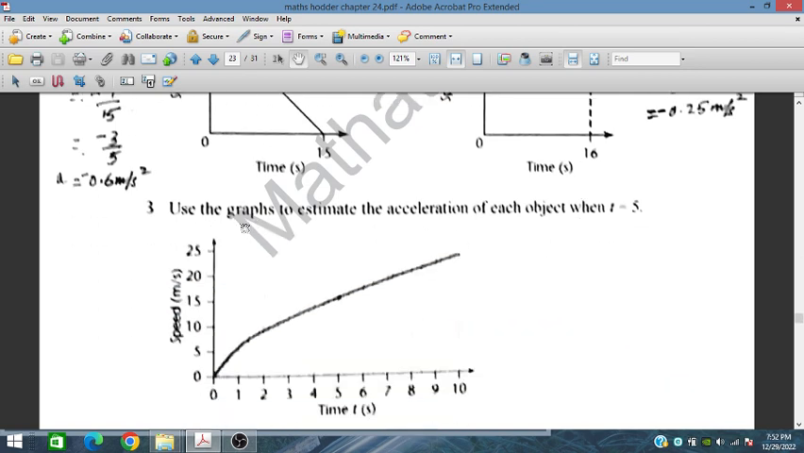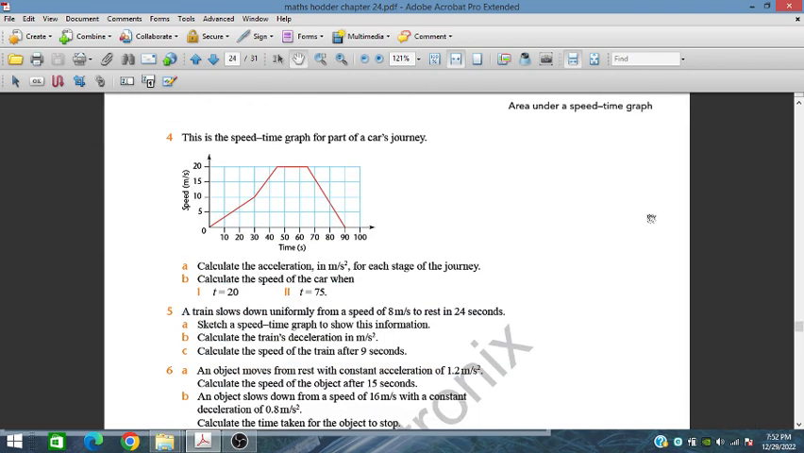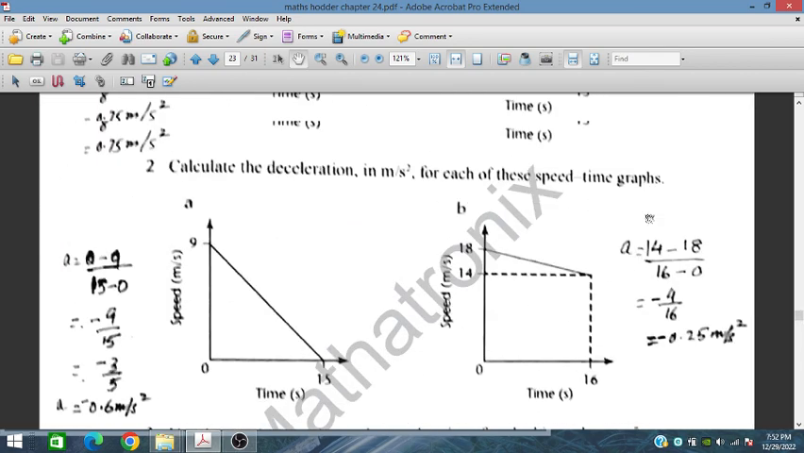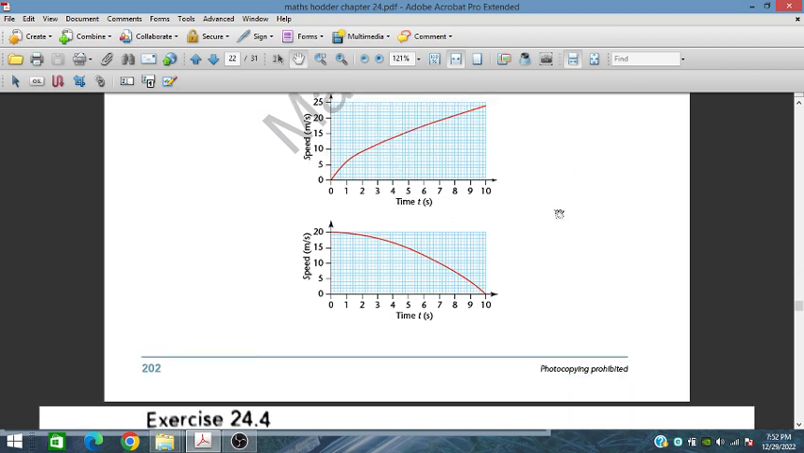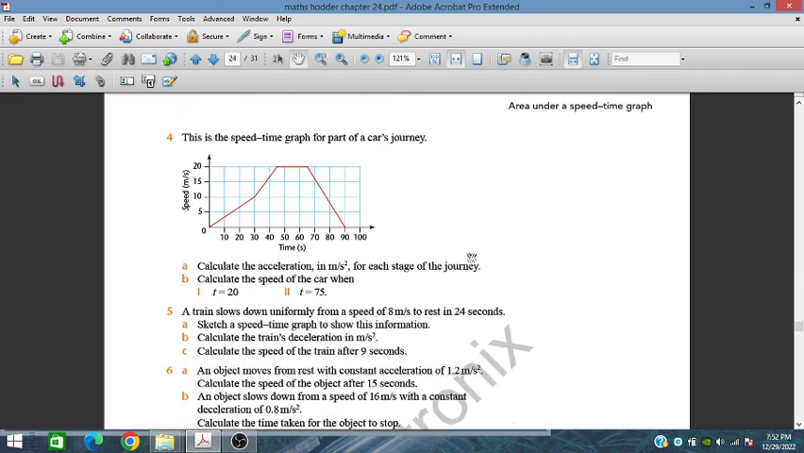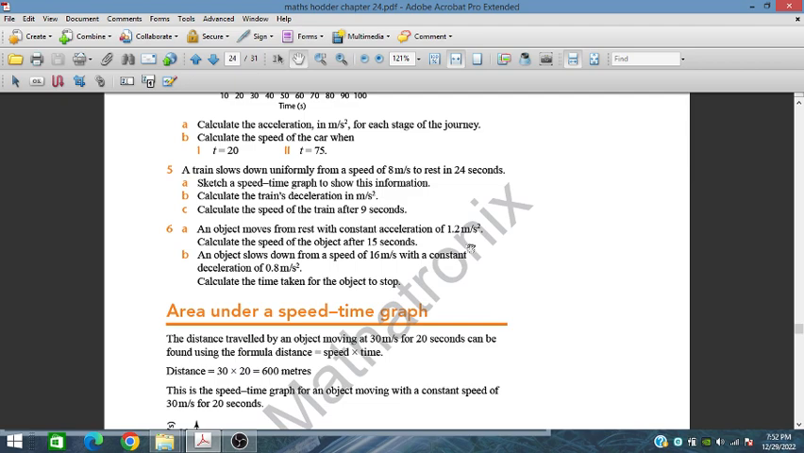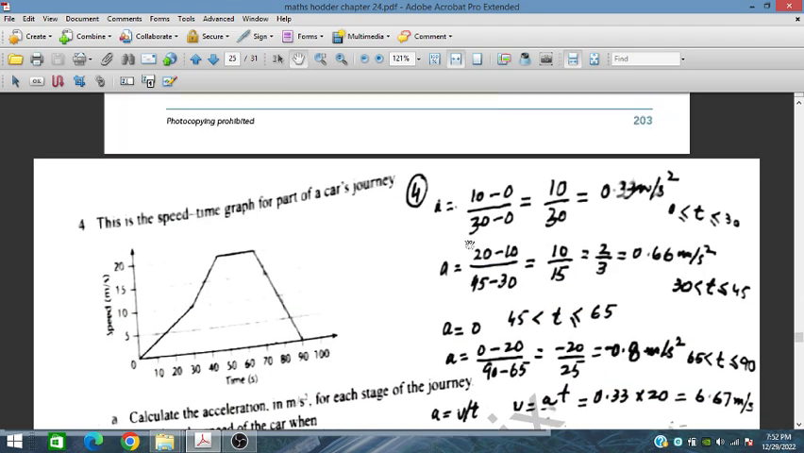In this graph, we use the graph to estimate the acceleration of each object when t is equal to 5. So this is easy. At t is equal to 5, we have to place a tangent, and the change in speed and time can be calculated. So this is easy. So this is part 4, and part 4 is here.